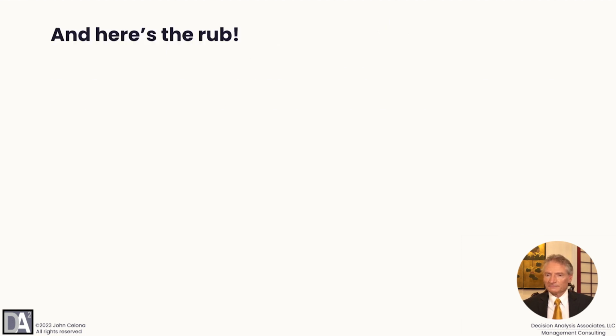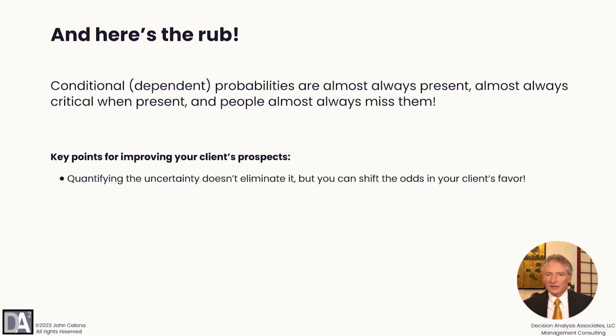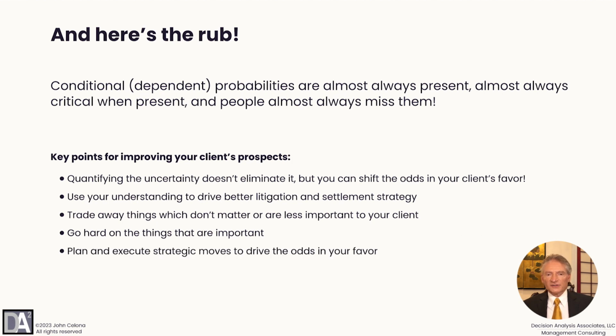And here's the rub. Conditional or dependent probability distributions are almost always present, almost always critical when present, and people almost always miss them. They are key for improving your client's prospects. Quantifying the uncertainty doesn't eliminate it, but you can shift the odds in your client's favor. Use your understanding to drive better litigation and settlement strategy. Trade away things which don't matter or are less important to your client. Go hard on the things that are important. Plan and execute strategic moves to drive the odds in your favor.